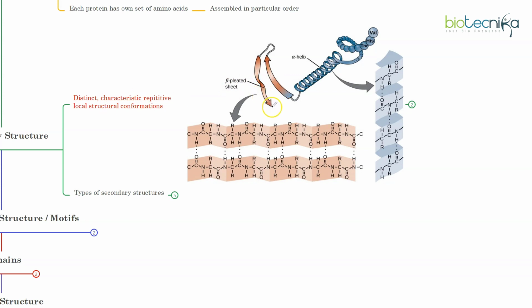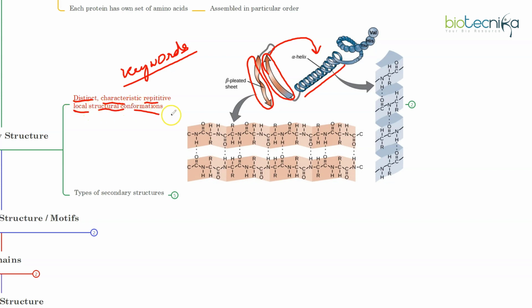It's not that only one type of sheet is present. Again, there is a repetition of that structure, and this is pretty distinct. You can recognize that it is different from this type of structure, and this is another type of structure. So all these are keywords. You have to remember the keywords for all the types of conformations: distinct, characteristic, repetitive, local, structural conformations. I will add one more point about the backbone.